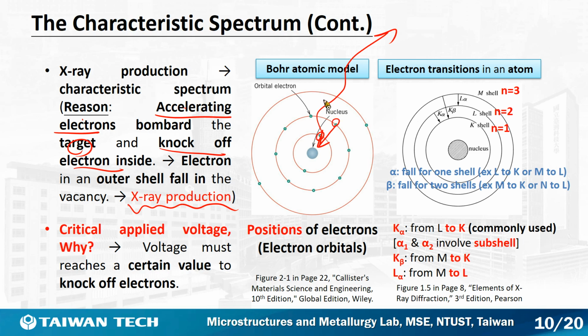Okay, so this is what we call the characteristic spectrum. And why do we need to have a critical applied voltage? That is because we need to have a certain value to knock off the electron inside these shells.